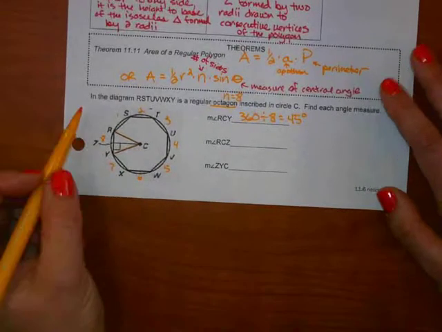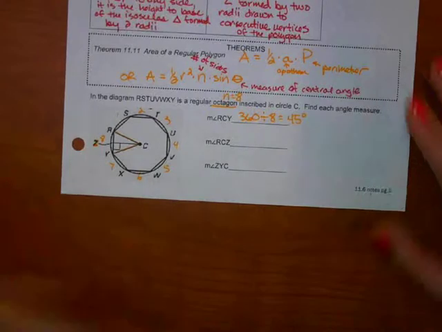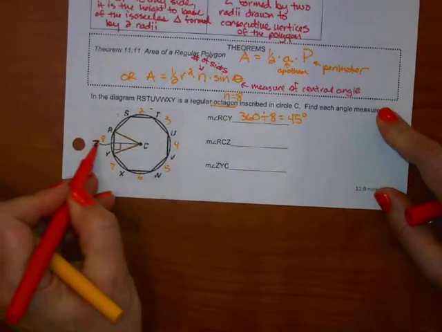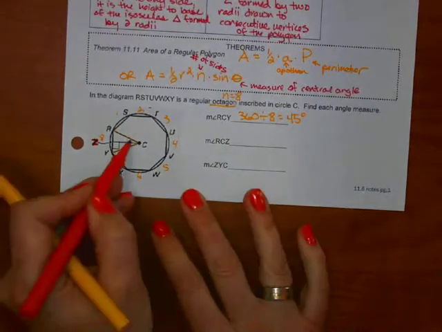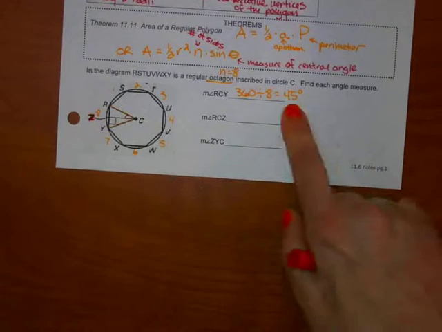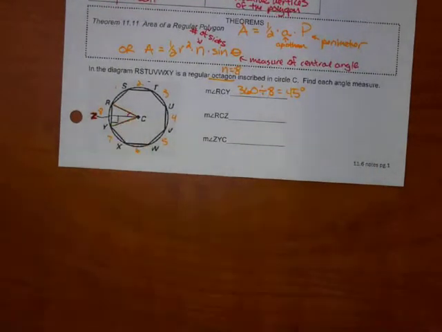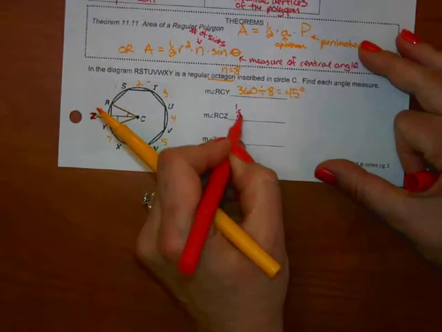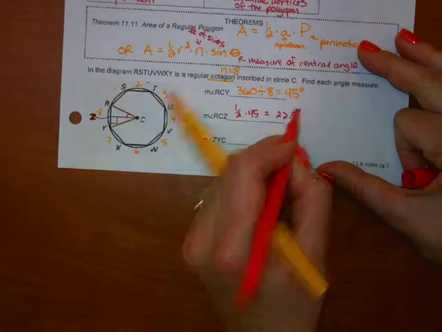The measure of RCZ, this is Z right here. I know it's not very legible. This is Z. So we're looking at this angle right here. If this is 45, then what would RCZ be? Half of it. Half of 45, which equals 22.5 degrees.